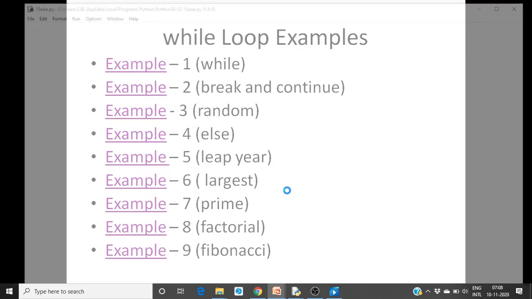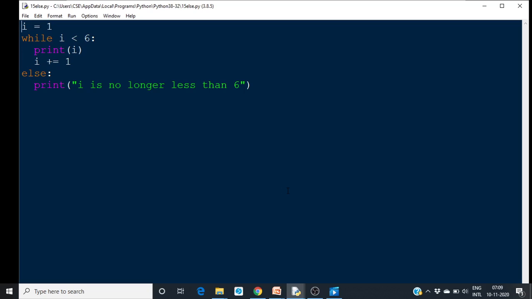So this is another example. In a while loop, we can include an else statement also, like we included in for. This is not mandatory, it is an optional thing, just for your knowledge. So in while also we can include this else.